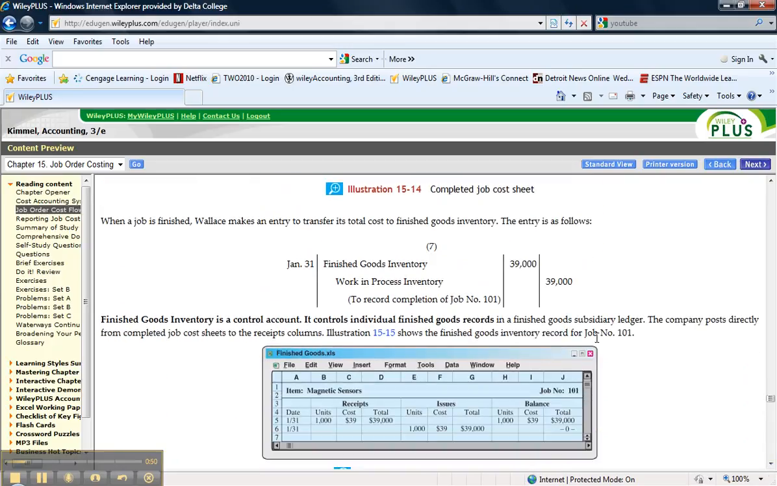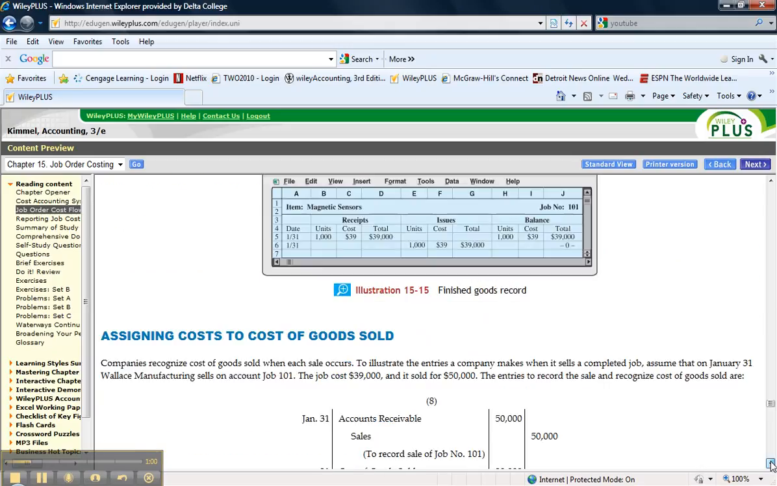But to move the cost out of WIP, we do a pretty simple entry. We just debit WIP inventory. That gets the cost out of WIP, and we debit finished goods inventory. That moves the cost into finished goods.